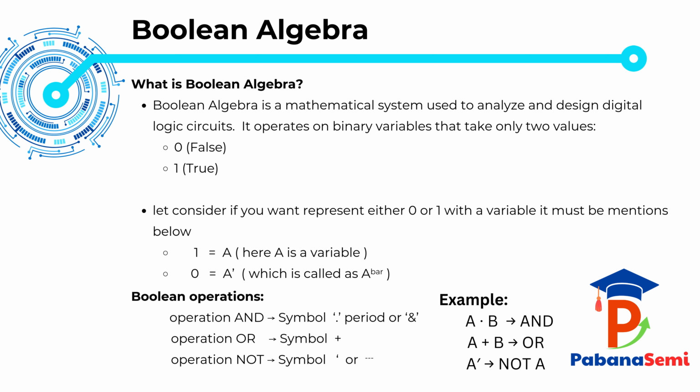The third operation is NOT. The NOT operation is used to invert a value. It is represented by a bar over the variable, or sometimes by a prime symbol. So NOT A is written as A bar. These three operations, AND, OR, and NOT, form the foundation of Boolean algebra and are used to build all digital logic circuits.